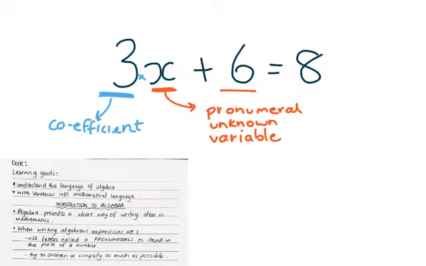And lastly is this number here. So any number that is not attached at all to any of the variables in an equation, so it's on its own, is called a constant. And the reason for that is because it's not going to be changed, or its value isn't going to be changed in any way.